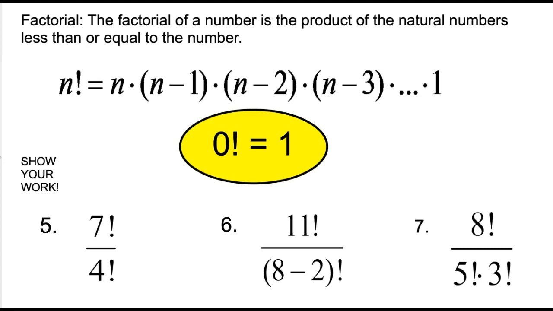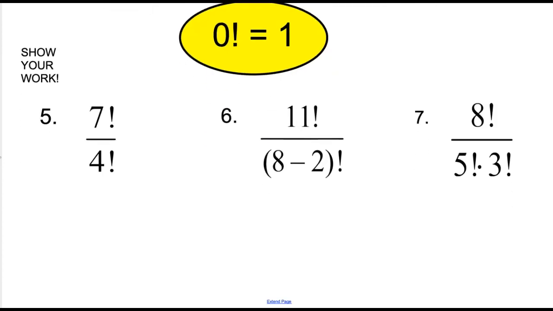But we'll just jump into it. We have some factorials in our expressions. How do we simplify these? 7 factorial over 4 factorial can be rewritten as 7 times 6 times 5 times 4 factorial over 4 factorial. So instead of writing the whole 7 factorial out, I can chop off part of it. And then guess what happens to those 4 factorials? They will reduce, cancel out.